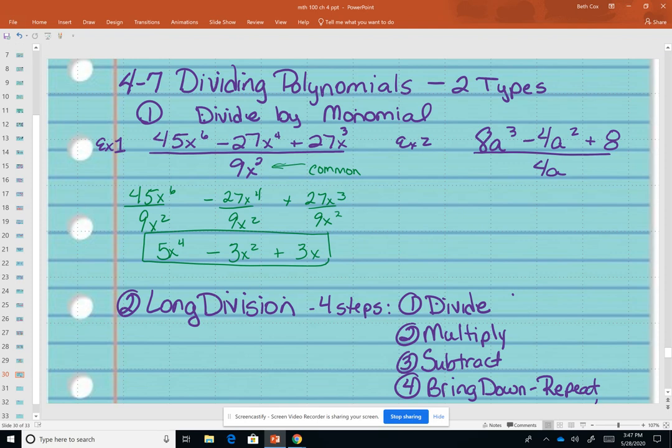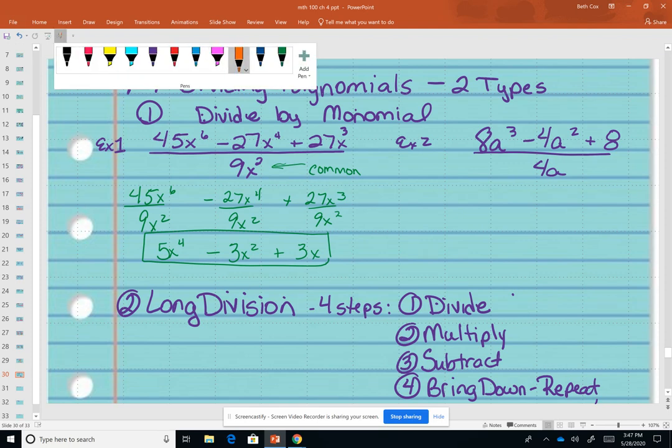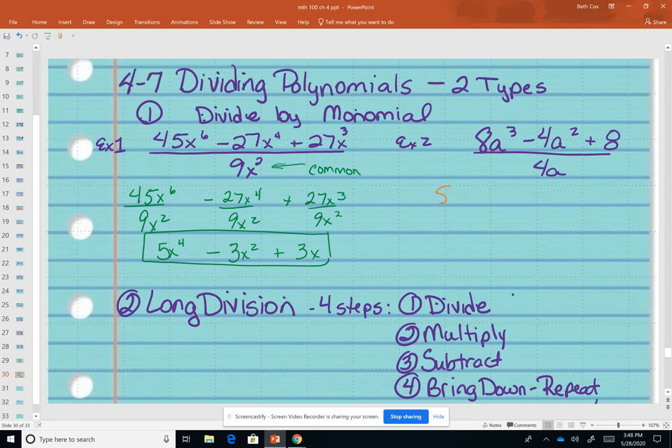All right, this next one, same routine. I'm going to put a different color in just because I like color. I'm going to do 8a to the 3rd over 4a minus 4a to the 2nd over 4a plus 8 over 4a. Okay, all right, so 8 divided by 4 is 2. There's a 1 on that little a there, so that'll be 3 minus 1 is 2. So 2a to the 2nd. It's going to be a minus.